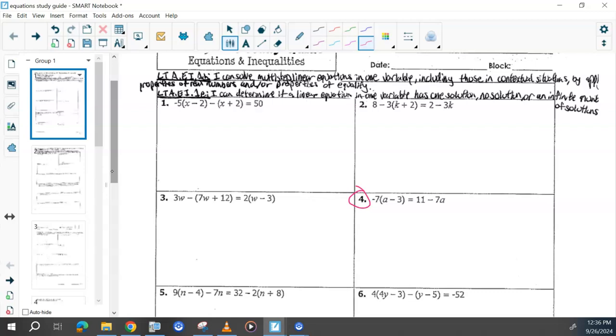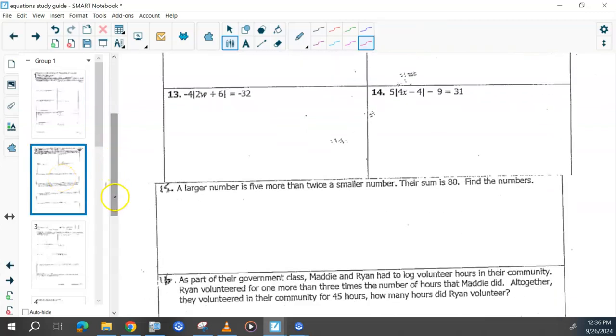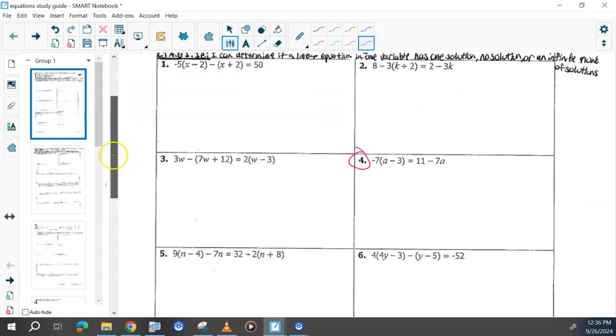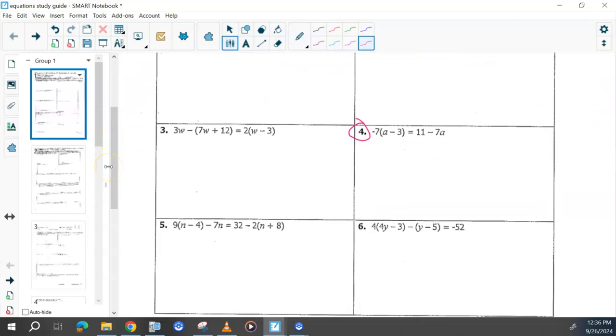And we're doing 15 from page 2. So, yes. 16. Sure.